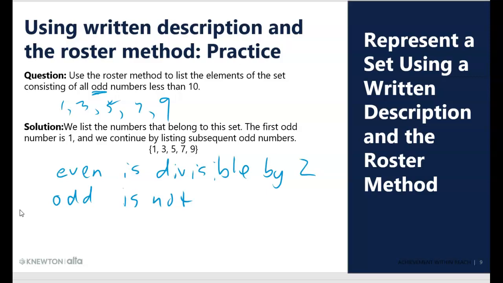Now, if they had asked me for the ones less than 11, my answer would be the same, even though 11 is odd, because less than does not include the number they're talking about. That would have to say less than or equal to 11. But for the answer to this one, you see I've written my list, separated by commas, and then I put my curly brackets around it. So you can see the answer typed out below, but hopefully this explanation helps you see where that comes from.